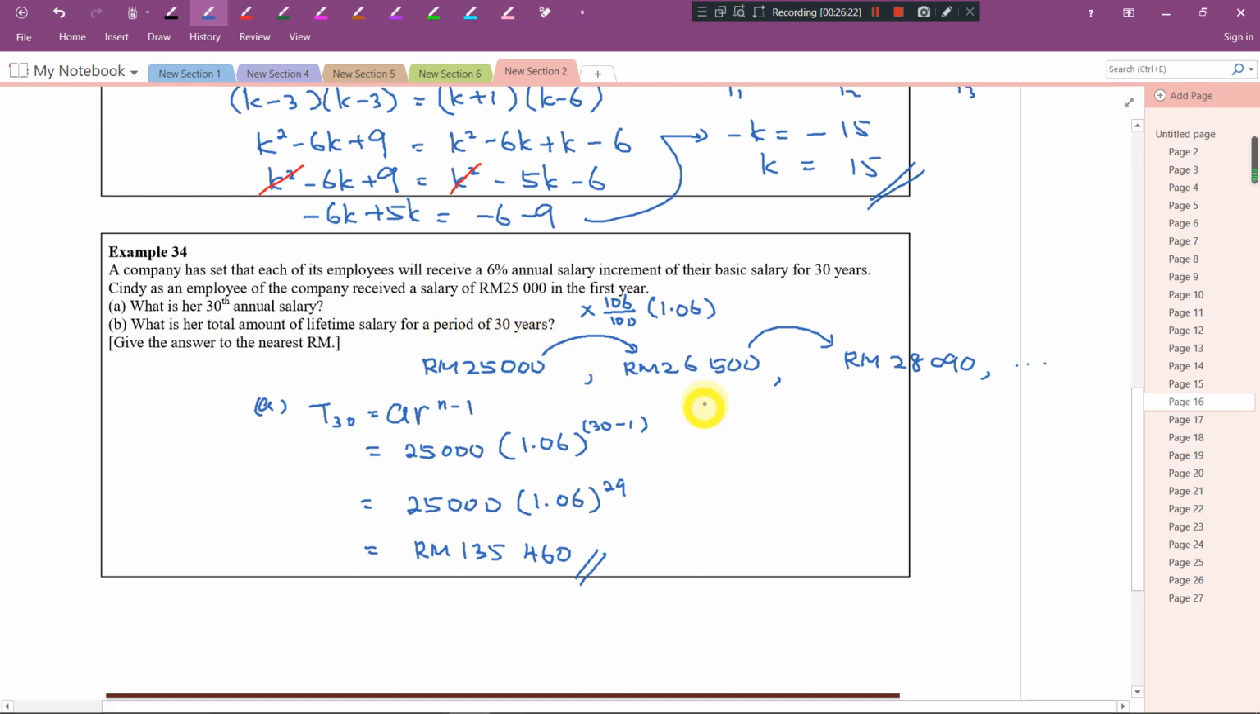So in this case, we need to find S30, means that the first year annual salary, plus the second year, plus the third year until the 30th year. Okay, what is the formula? a is 25000. r is 1.06, right? a times 1.06 raised to the power of 30, minus 1, over 1.06 minus 1.